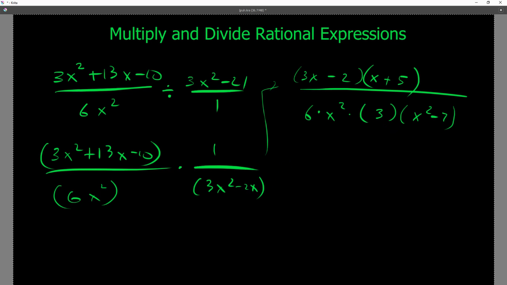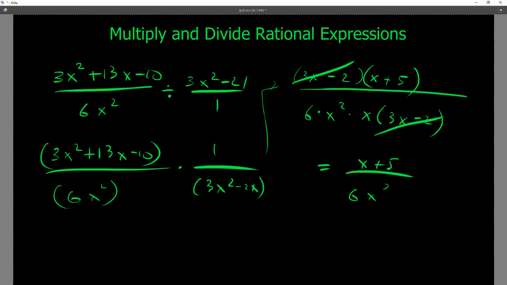Oh, this is 2x, not 21. So 2x. So I have to take out that x there. So I have 3x minus 2. Now there you go. Now that cancels with that. Now I have x plus 5 on top. And the bottom I have 6x cubed.